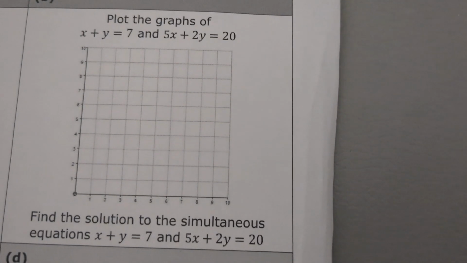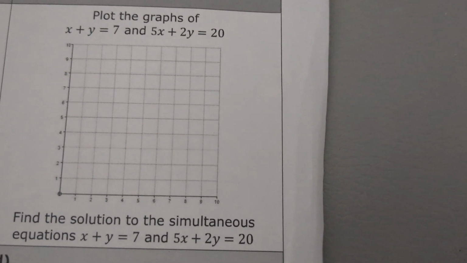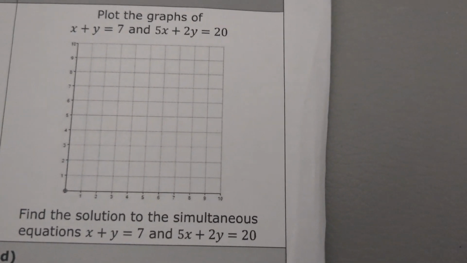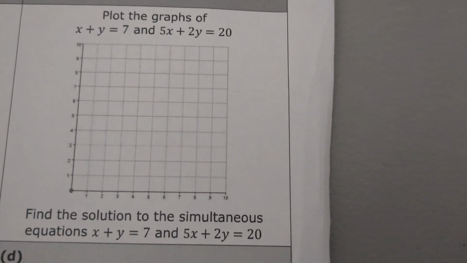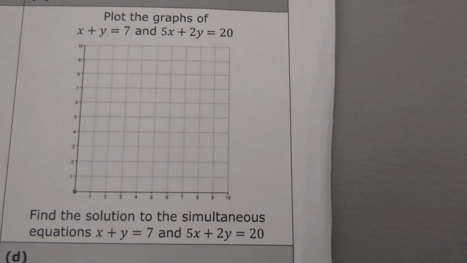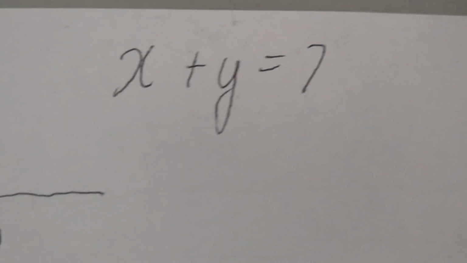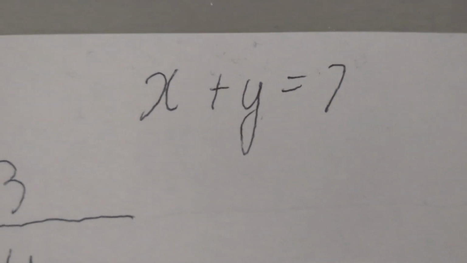Plot the graphs of x plus y equals 7 and 5x plus 2y equals 20. Find the solution to the simultaneous equations x plus y equals 7 and 5x plus 2y equals 20. So for the first equation, we have x plus y equals 7.